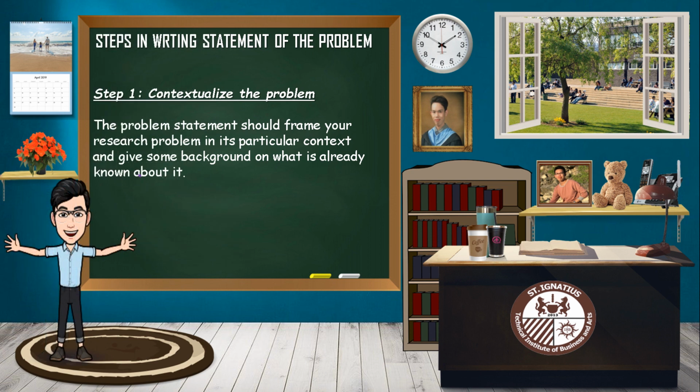So, writing a statement of the problem, it has 3 parts or steps. So first, we have to contextualize the problem. The problem statement should frame your research problem in its particular context and give some background on what is already known about it. So, ibig sabihin, gawa ka muna ng wide readings about this. So, yung literature, ano yung mga theory na mag-support dito. Like for example, kung ito ay about sa emotion or sa behavior or attitude rather ng iyong respondents, meron tayong Bloom's taxonomy na cognitive, affective at psychomotor.